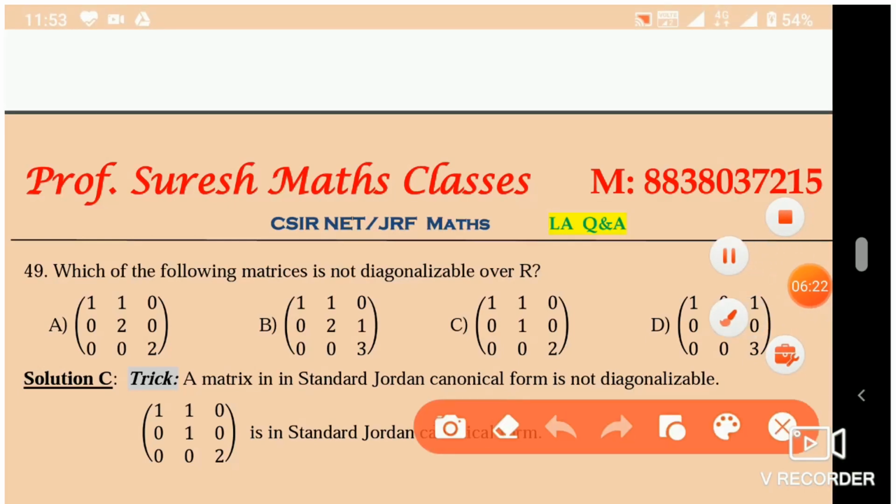So what is Jordan canonical form? So see here. If you put it like this, this is not Jordan form. Actually this one appears 2 times. So this is a Jordan block and this is one Jordan block. This is called a standard Jordan block. If a matrix is in standard Jordan canonical form, this matrix is not diagonalizable. So that is the answer.